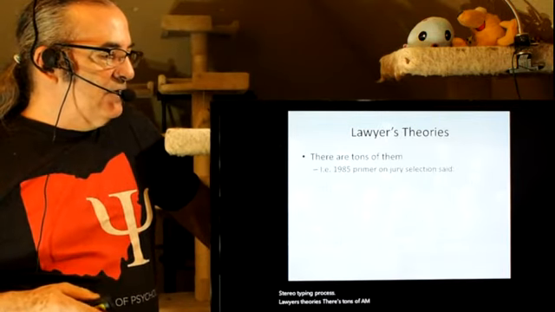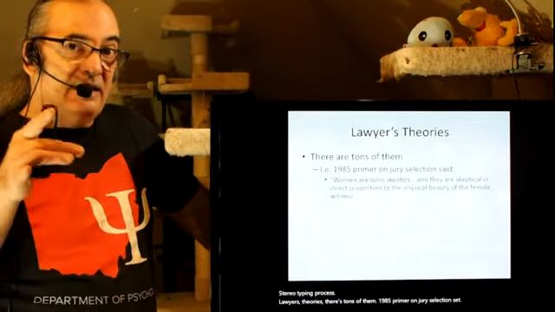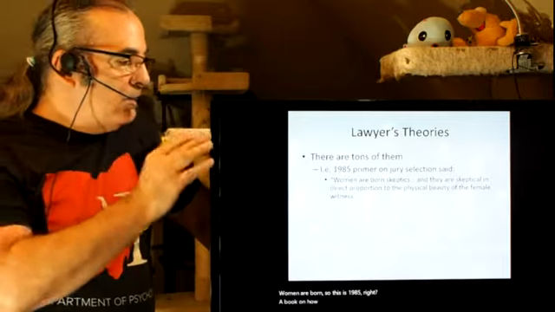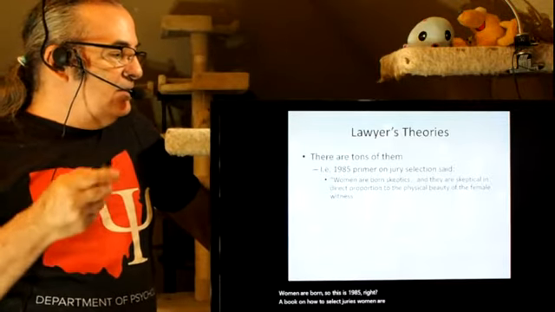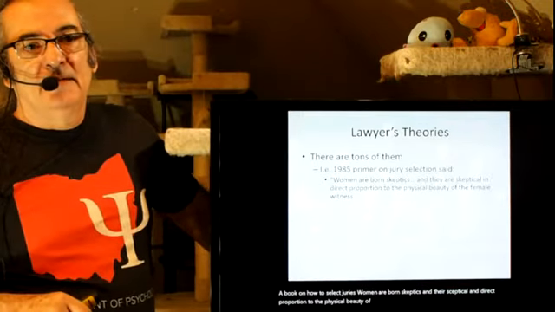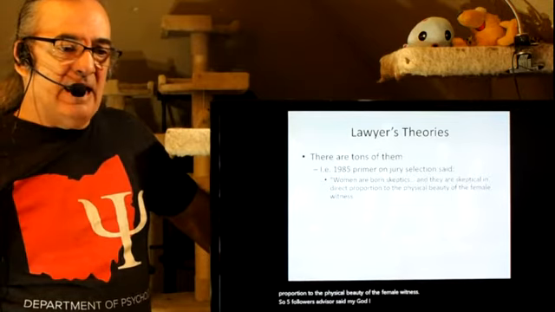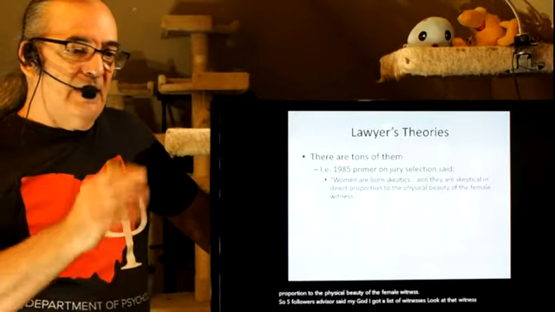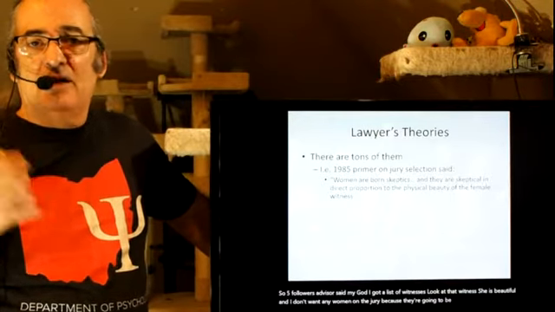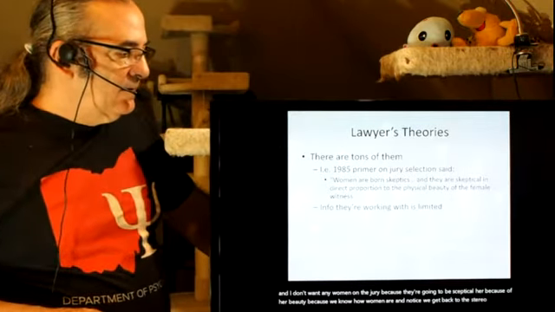Now, lawyers' theories, there's tons of them. A 1985 primer on jury selection, a book on how to select juries, said women are born skeptics, and they're skeptical in direct proportion to the physical beauty of the female witness. So if I follow this advice and say, oh my God, I got a list of witnesses, look at that witness, she is beautiful. Man, I don't want any women on the jury because they're going to be skeptical of her because of her beauty, because we know how women are.